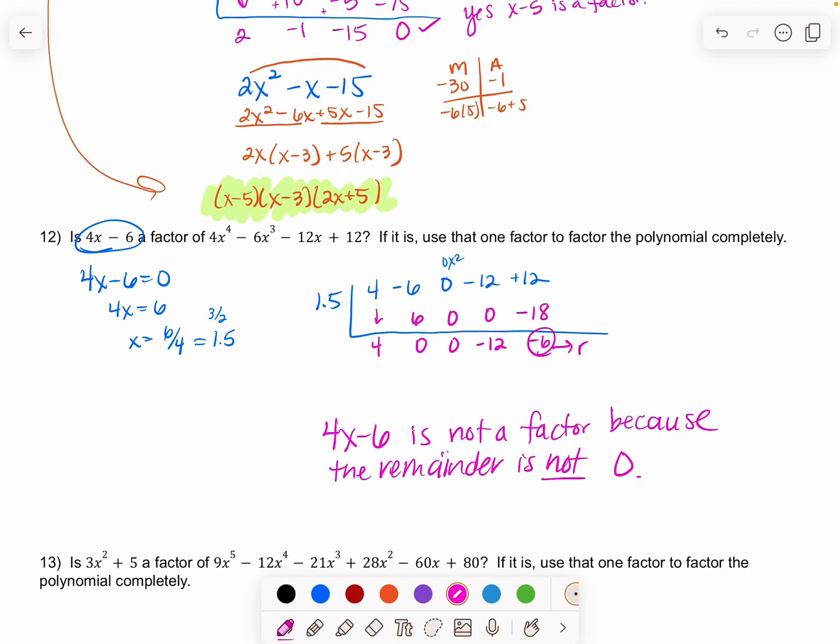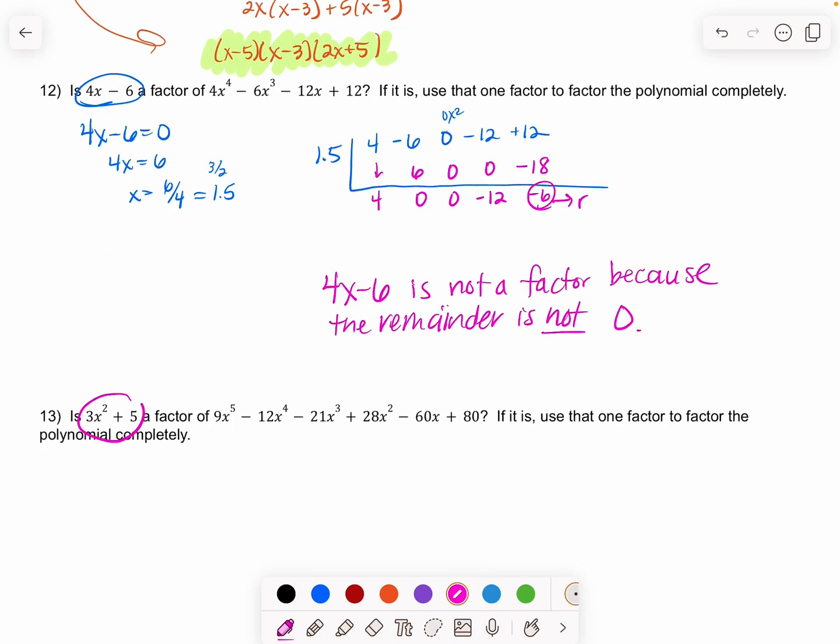All right, I do suggest you try this next one. This cannot be done with synthetic. It does have to be long division. I'm going to write it out there. There's a lot of factoring involved, so see what you can do.